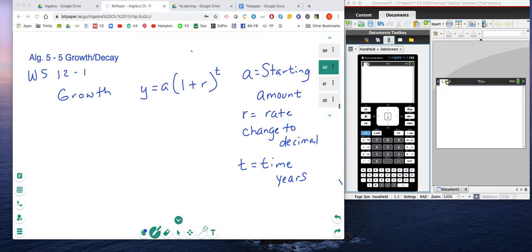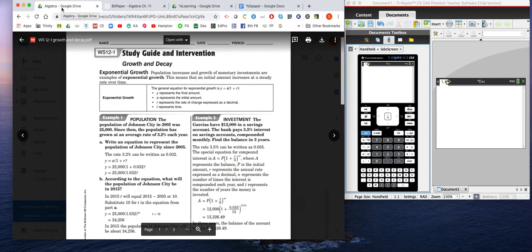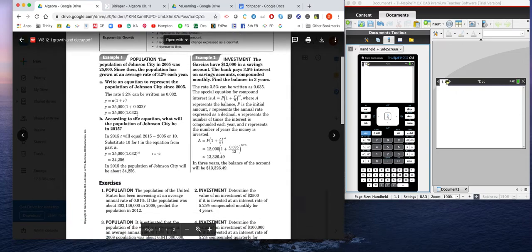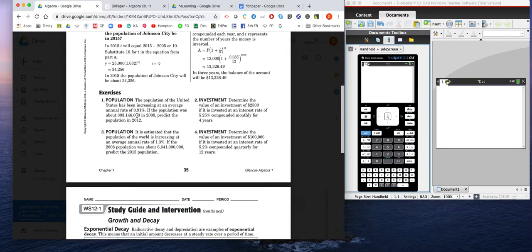We're going to be working with exponential growth and decay. We're going to be working on some problems that are on worksheet 12.1. The first problem that we're going to be looking at is determining population using an exponential growth equation.